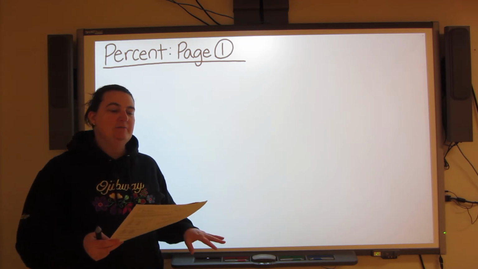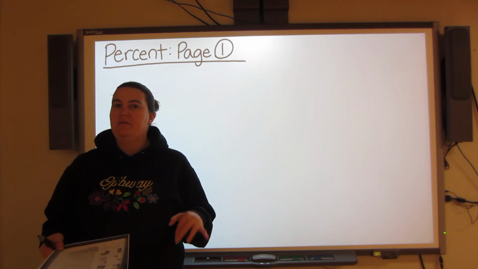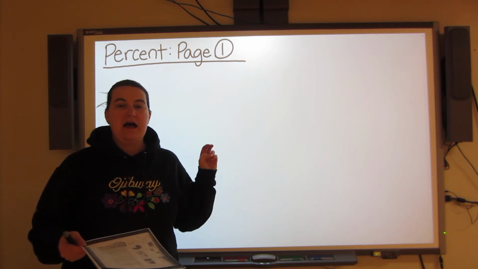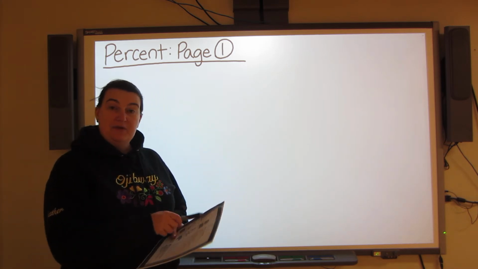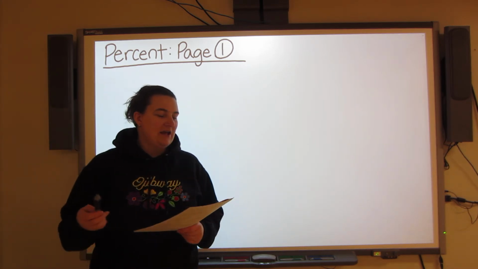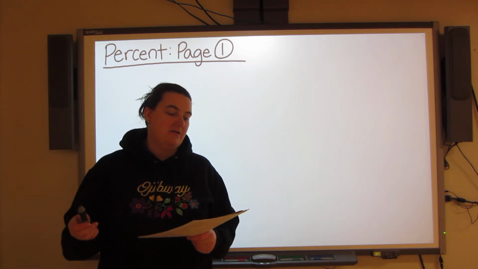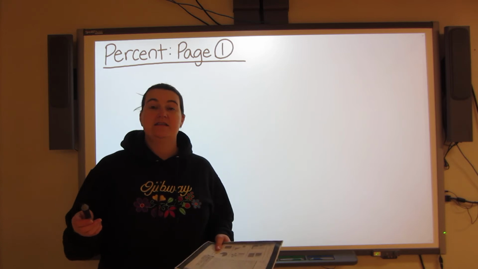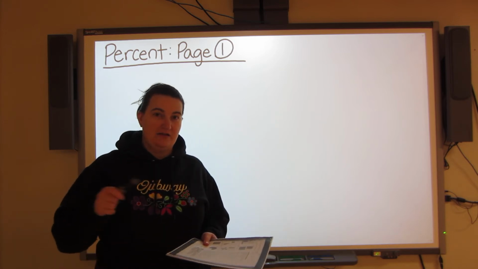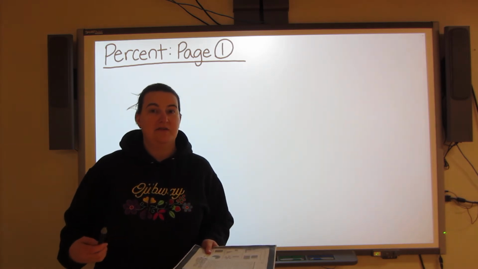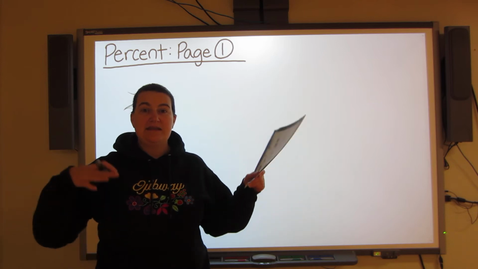Page 1 is all about percentages: working with them, figuring out what they are, how to create them, especially out of fractions. If you take a look at number 1 on page 1, it says, in questions 1 to 4, express the shaded part of each figure as a percent. We've done this before for fractions, where you look at the colored in bits and you write the fraction for that. This time you're going to write the percent. Now remember, percent means out of 100.